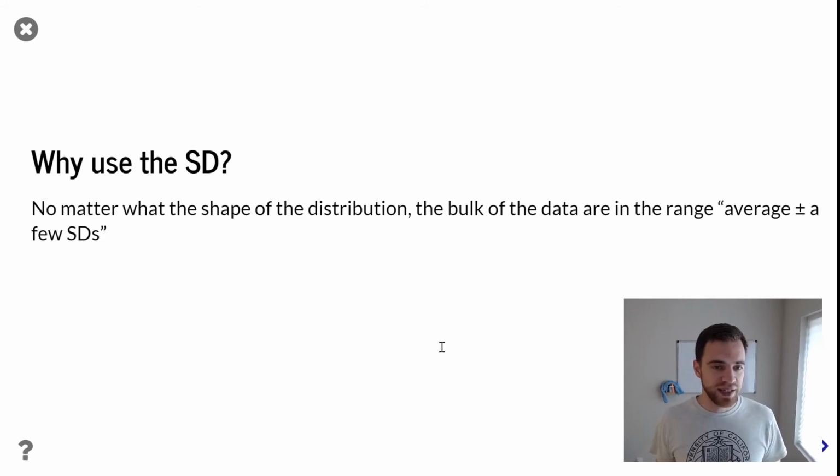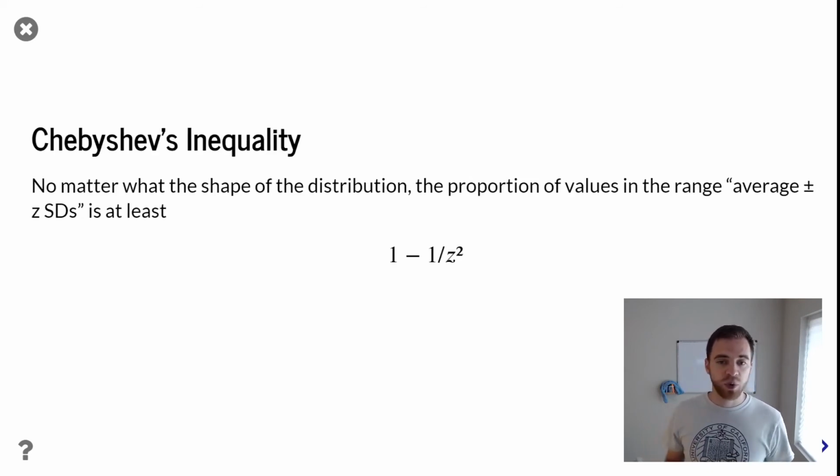It tends to be that the standard deviation is a bit more meaningful in terms of the mathematics that you're going to be doing. So here's why. Basically, no matter what the shape of that histogram is, I can say something like the bulk of the data lies within a few standard deviations of the mean. And to make that more precise, we have a famous inequality in statistics called Chebyshev's inequality.